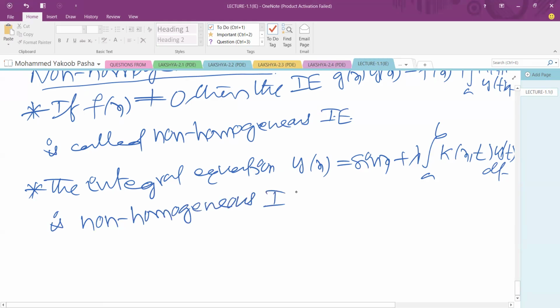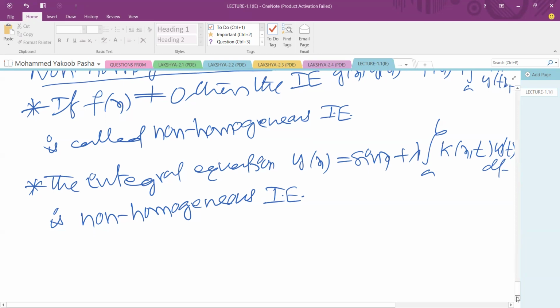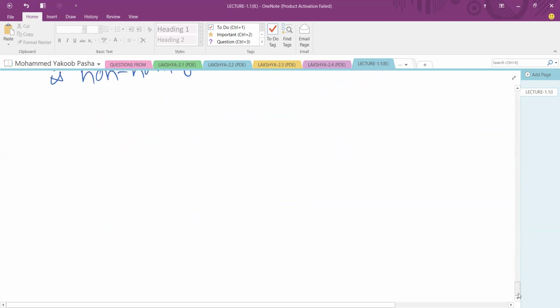According to f of x, we can classify integral equations into two types. First one is homogeneous, second one is non-homogeneous. If f of x is zero, homogeneous, otherwise non-homogeneous. And this is the classification.